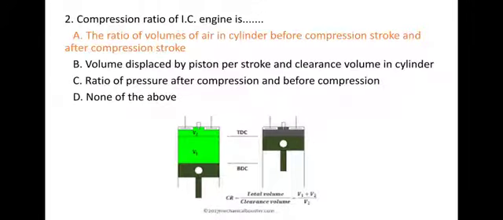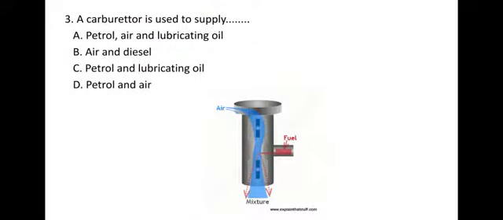and the compression ratio of an IC engine is nothing but the ratio of volume of air in a cylinder before compression stroke and after compression stroke. After compression stroke the volume of air inside the cylinder is equal to the clearance volume. So the compression ratio is equal to total volume divided by clearance volume. Next question: a carburetor is used to supply, and the answer is petrol and air.